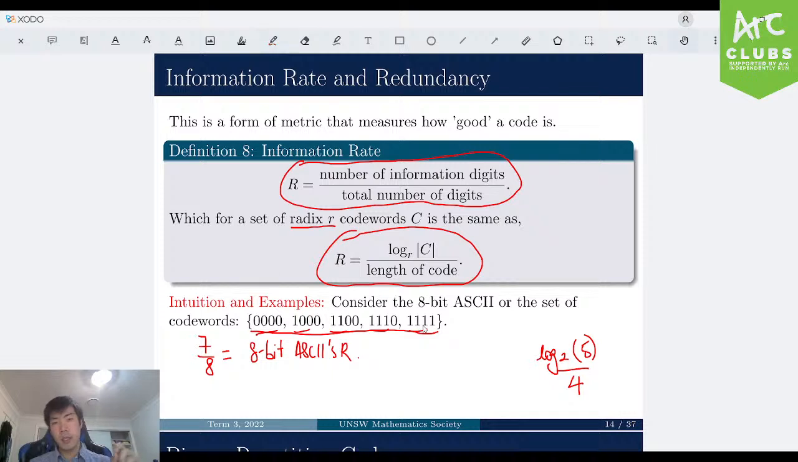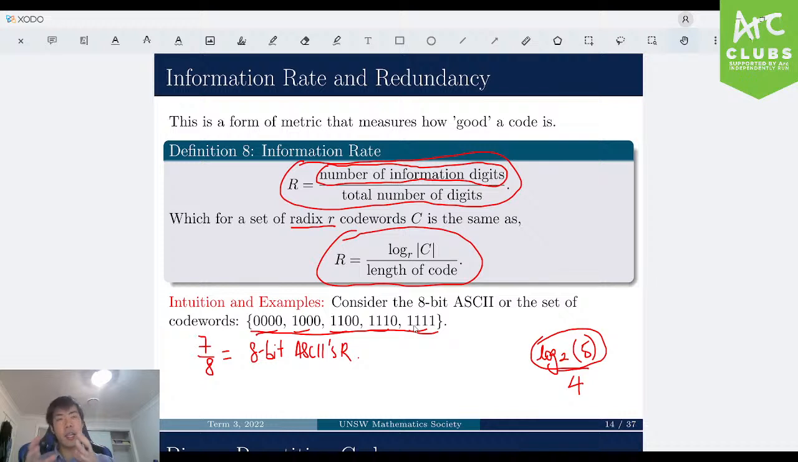Okay? Let's get some intuition as to why this is similar to this. Our numerator should be the number of information digits. What this log does is essentially tell us, on average, in each code word, how much of it is actually needed to convey the information that we want. So essentially, in this code set, we have 5 different code words.